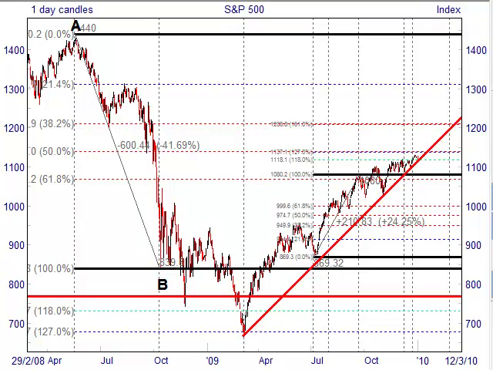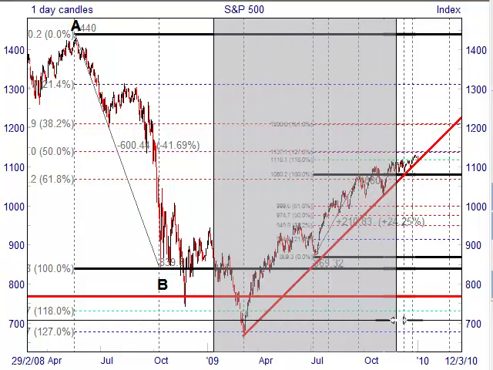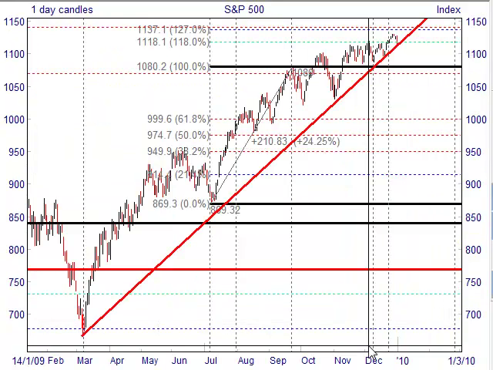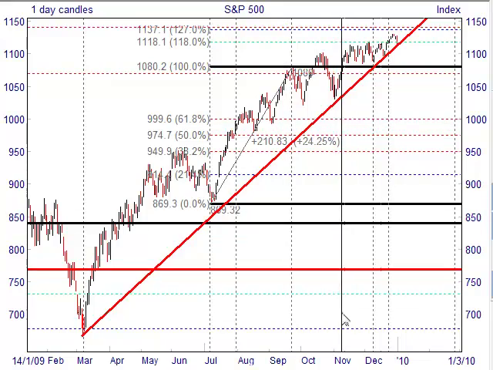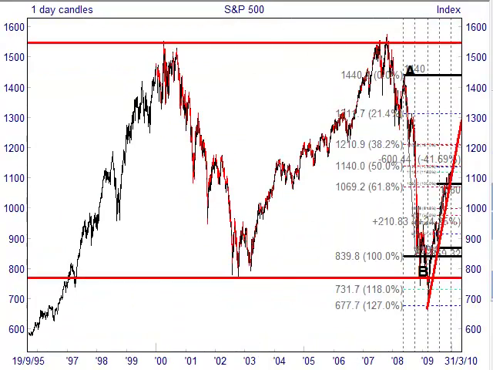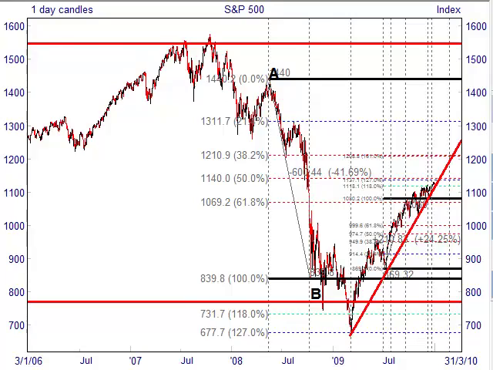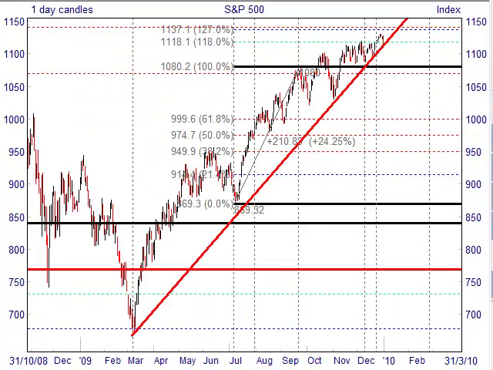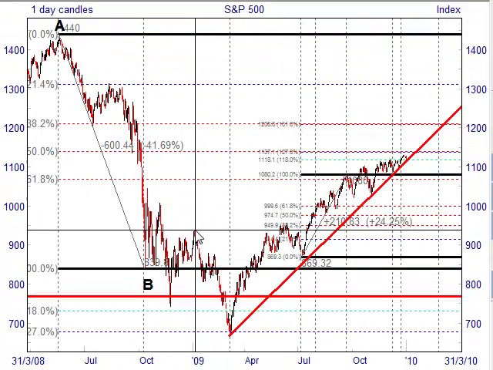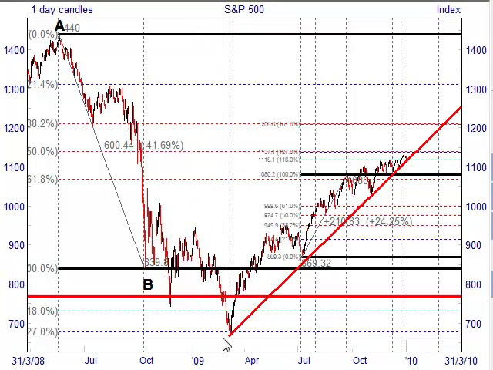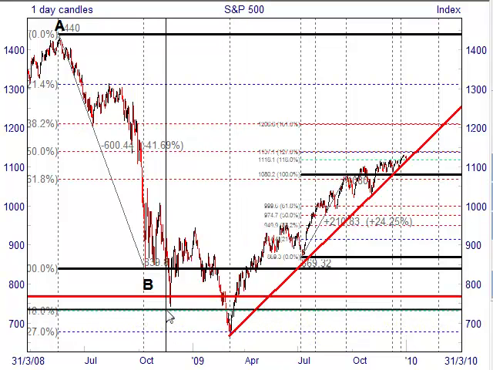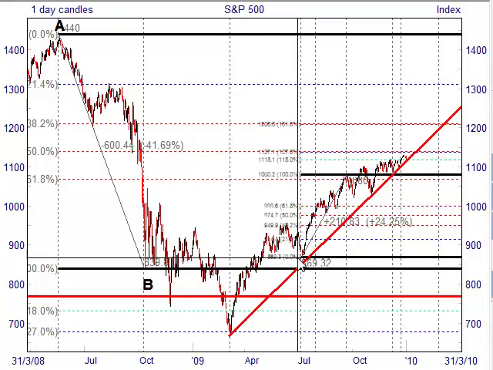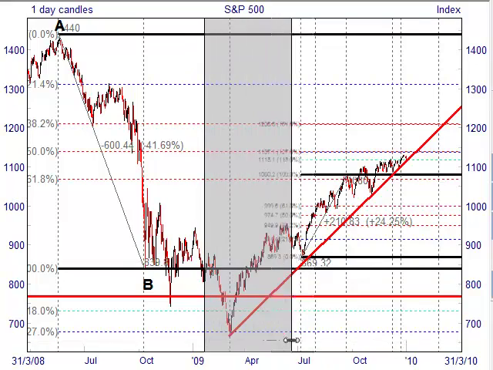If we go to the daily chart from March 2009, as you can see, the market has been making higher highs and higher lows. If we zoom back out again, it's important to note here, once again, that there's a clear head and shoulders pattern. That's the head, the left shoulder is here, and the right shoulder is there. Now let's go back to the swing.